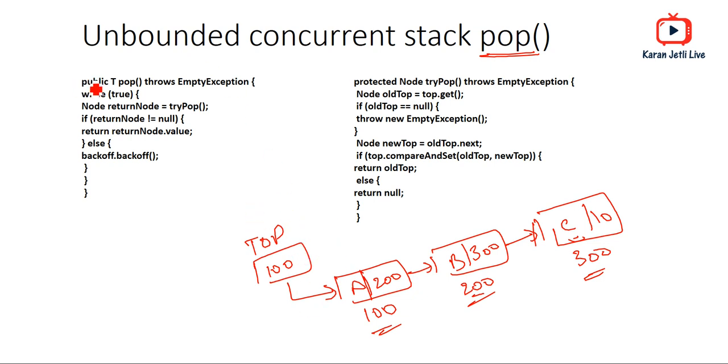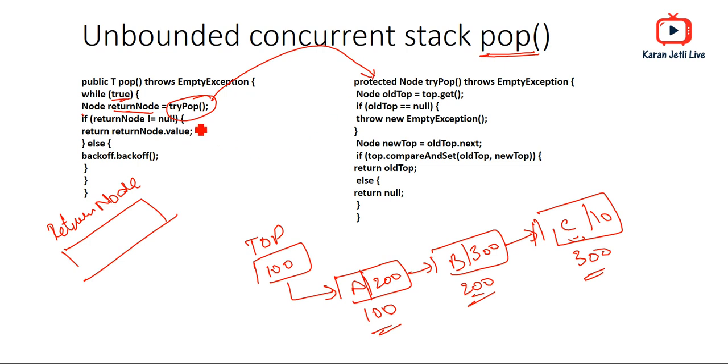The element. Okay, so let us do while true, start the loop. Node return node is equal to try pop. So I create another variable called return node. The result of try pop, whatever it is, will be stored in the return node. Okay, here comes the try pop.